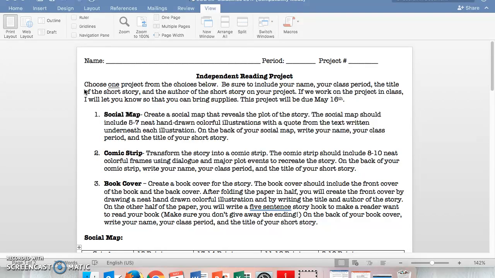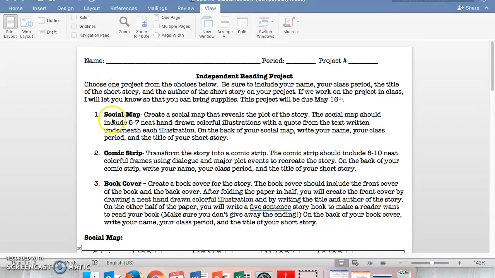In addition, if you wanted to work on this project over the weekend, like tonight, Saturday, Sunday, you are more than welcome to. The only stipulation is that you need to have something ready to turn in when you come back, okay? So let's talk about these projects.